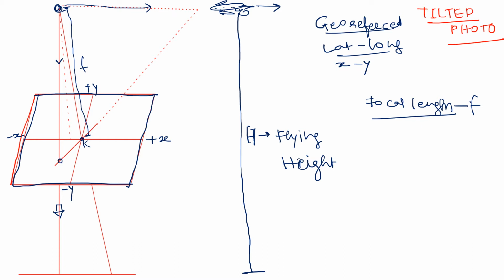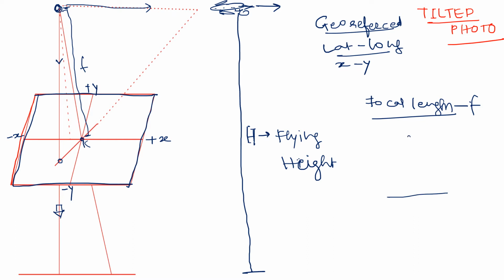This point will fall at this location, which may be different if it is exactly vertical. If it is an exactly vertical photograph, then this point and the principal point might be at the same location, at the center. But this is a tilted photograph, so they are a bit tilted. They are not exactly horizontal.